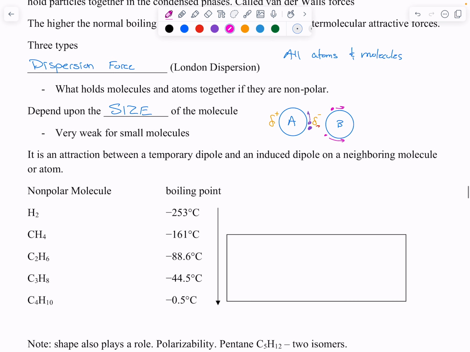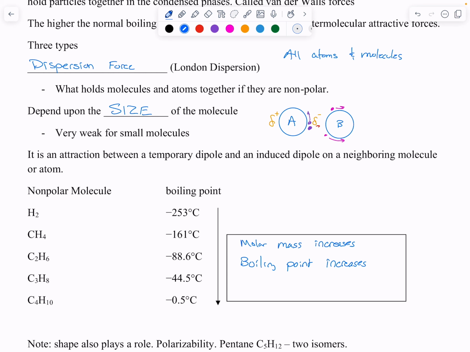If you notice, the boiling point increases as we get bigger. As the molar mass increases, the boiling point increases. As we get heavier, they're all nonpolar. You've got hydrogen, methane, ethane, propane, butane, and the boiling point gets warmer and warmer.